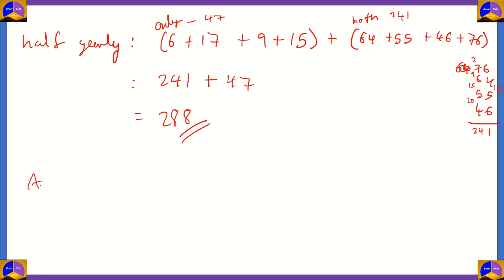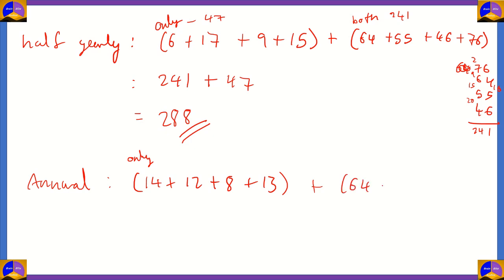Now, if you look at the annual examination, in the annual exams, you have 14 plus 12 plus 8 plus 13 students who passed the annual examination only. And then you have the set of students who passed both exams, so 64 plus 55 plus 46 plus 76. Now, we know the value of the second set of students, so that is 241.